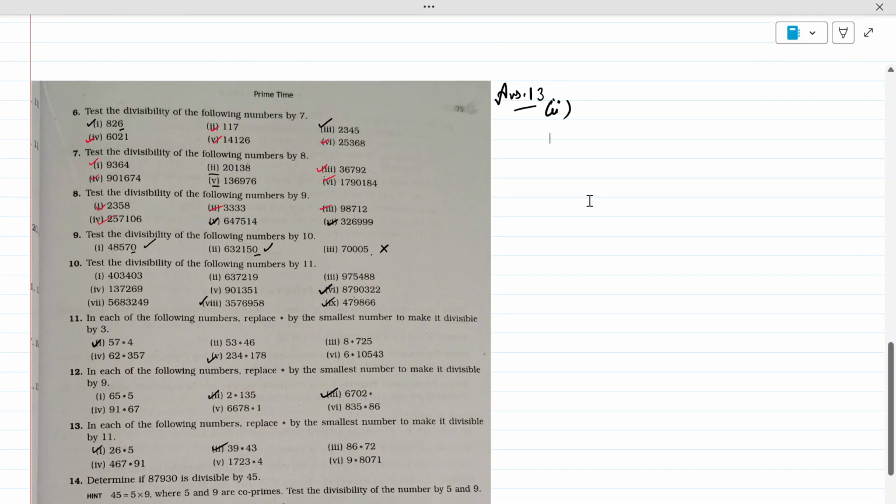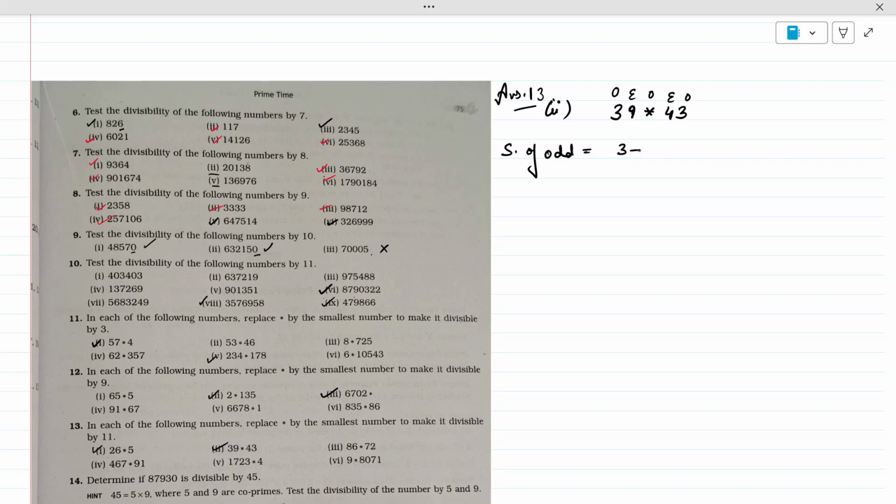Next, let us do the second part. We have 3, 9, star, 4 and 3. This is the number. So what we are going to do? We are going to mark odd, even and odd, and then we are going to find the sum of odd first.